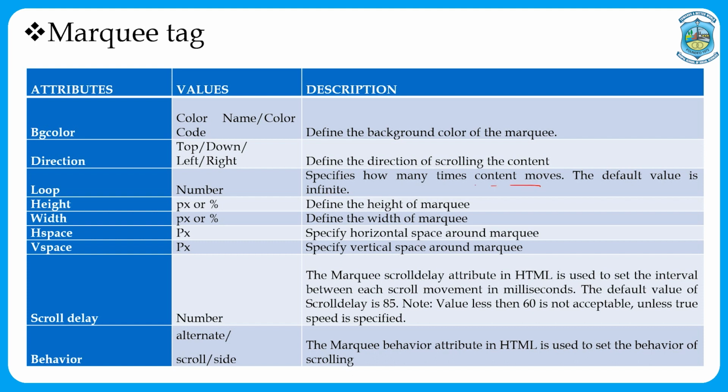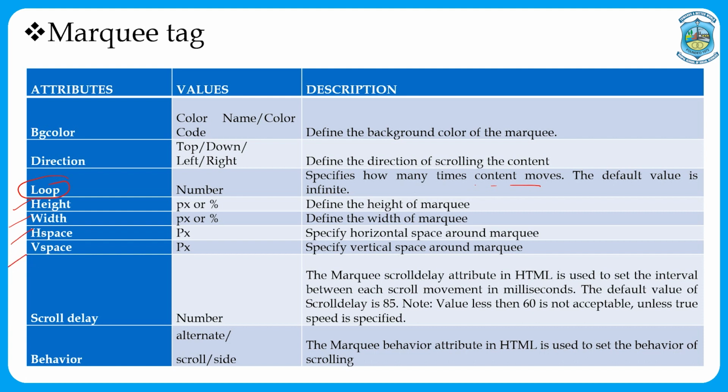The next attribute is loop. It takes the value as a number. This is used to specify how many times the content moves, and the default value is infinite. But if you want to fix the movement, then you can make use of the loop attribute. Next attributes are height and width. You can fix the height and width of the marquee area with these attributes, and the value can be given either in pixel or percentage.